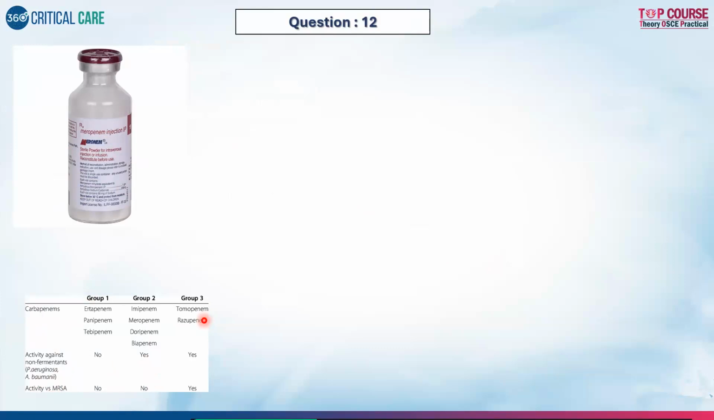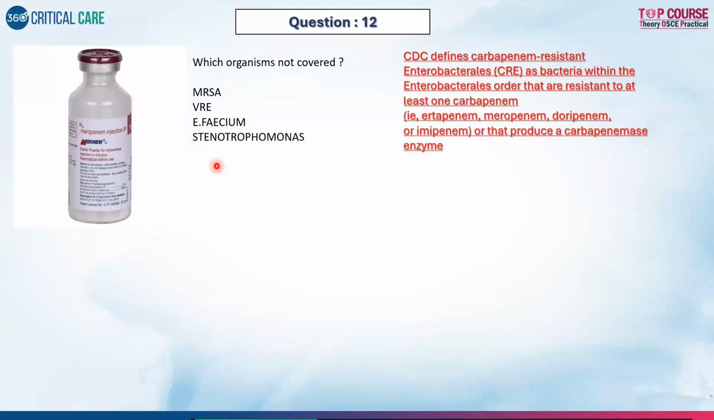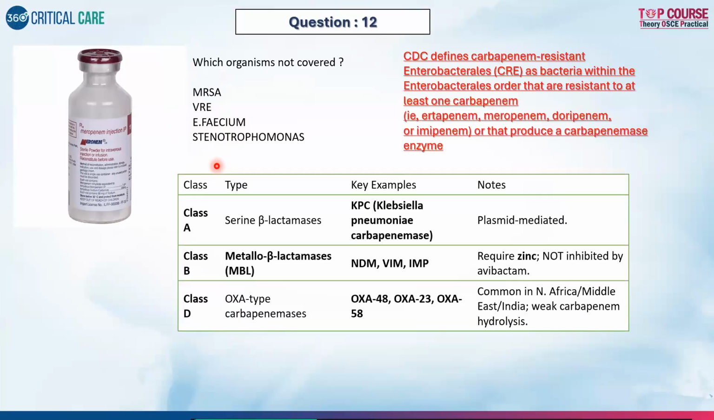All right. So regarding meropenem, what other questions you might be asked? All right, so which organisms are not covered by this medication or carbapenem? So you have to mention these: MRSA, VRE, E. faecium, Stenotrophomonas. Okay, in this context you might also be asked regarding CRE, which is resistant to any of the penems or that produce a carbapenemase enzyme.